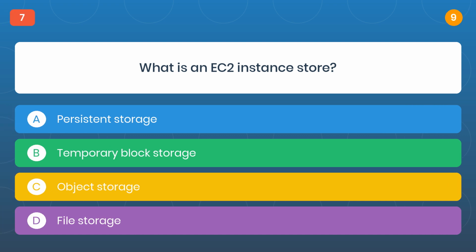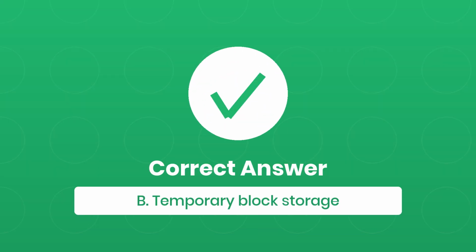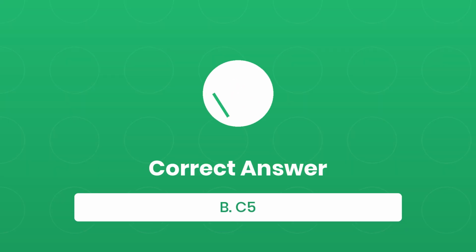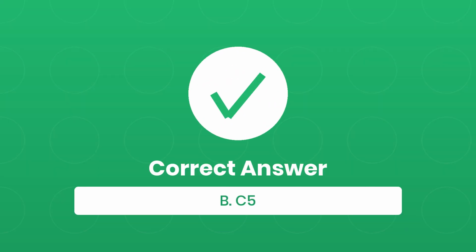Question 7. What is an EC2 instance store? The correct answer is B. Temporary block storage. Question 8. Which EC2 instance family is best for compute-intensive workloads? The correct answer is B. C5.